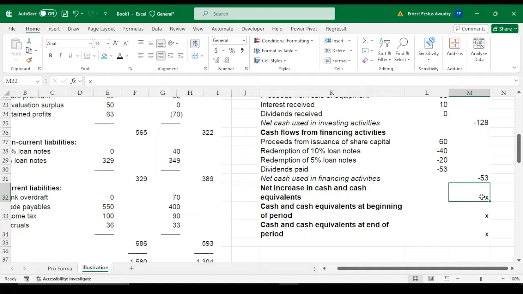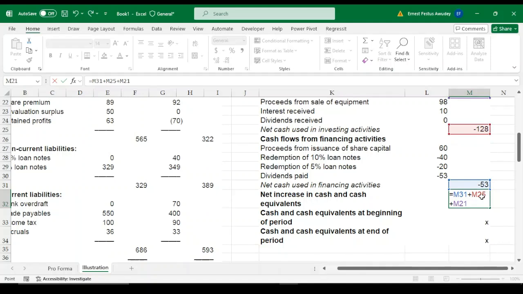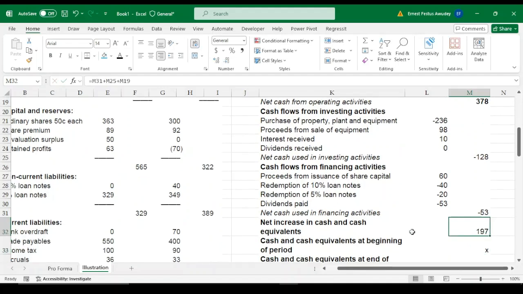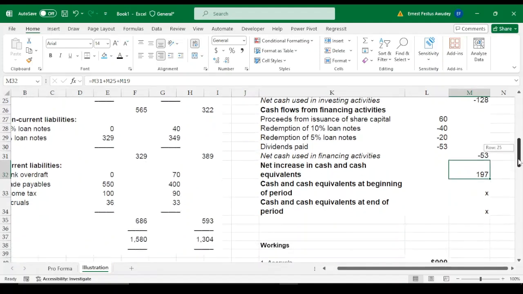So adding all of this information, I'm going to have this plus my net cash used in financing activities plus my net cash from operating activities, and that is what is going to give me the net increase in cash and cash equivalents. This is a positive figure, so it's an increase in our cash and cash equivalents. Where it's a negative figure, then it's going to be a net decrease in our cash and cash equivalents.